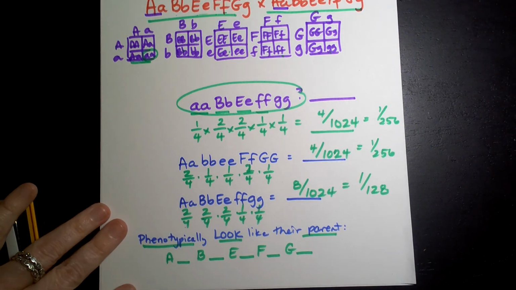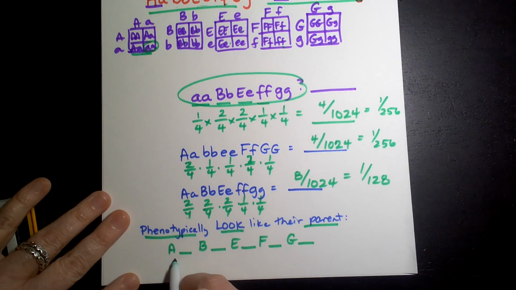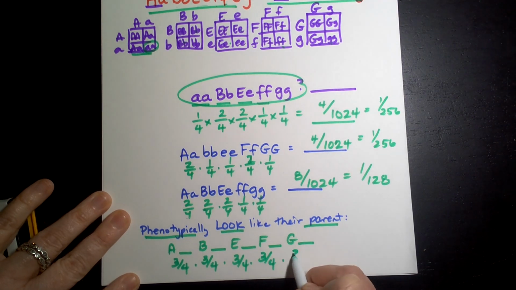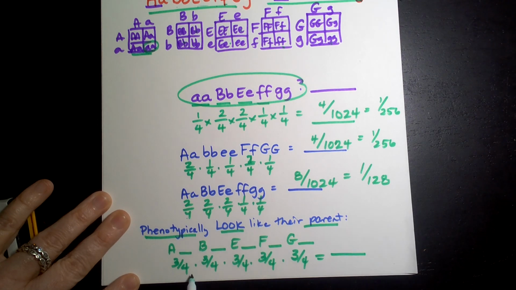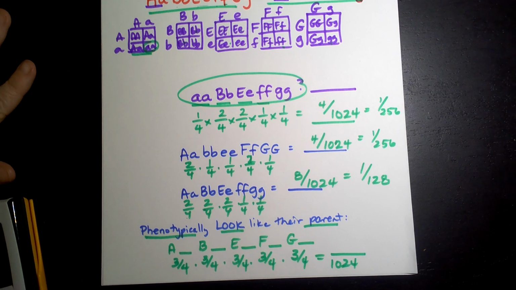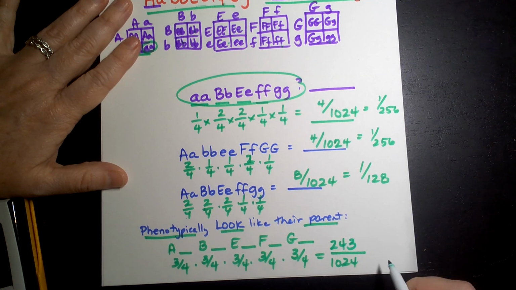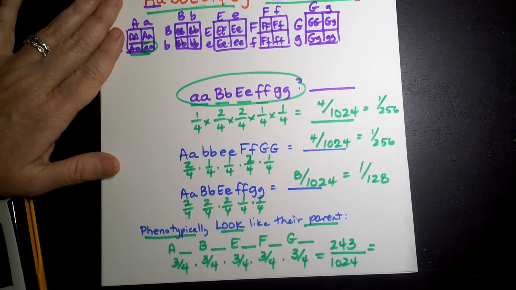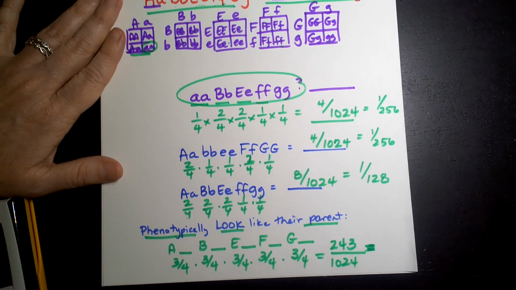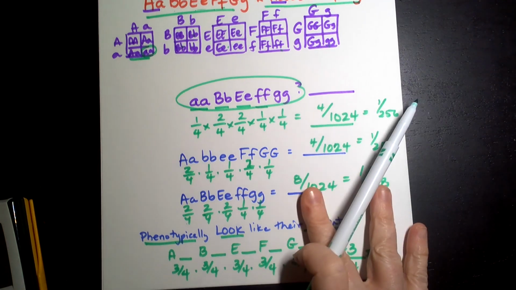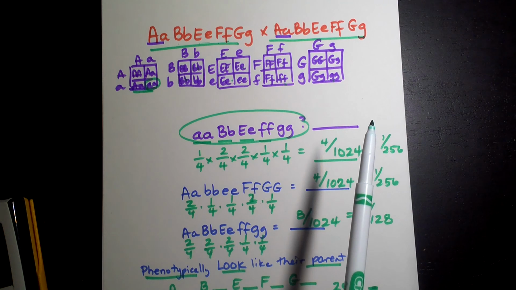Okay, so in this situation, the chance of having at least one big A is 3/4. The chance of a big B is also 3/4. This is 3/4, this is 3/4, and this is 3/4. So then on the bottom, multiply 4, 4, 4, 4, 4, we get 1024. Now it's going to be 3 times 3 times 3 times 3 times 3, and it's going to be 243. And I don't think that simplifies, but we'll leave it at that. So it's 243 out of 1024. So that is the chance that they phenotypically look like the parent.